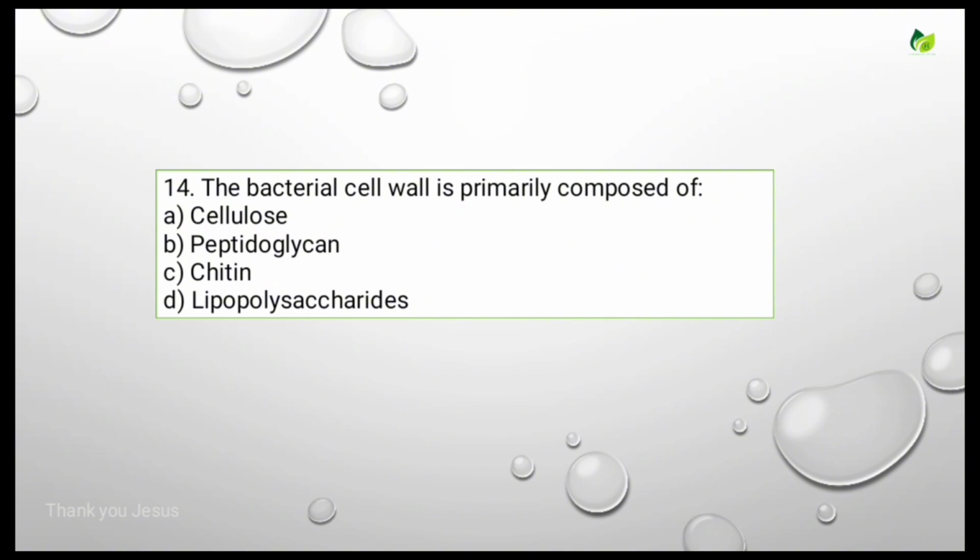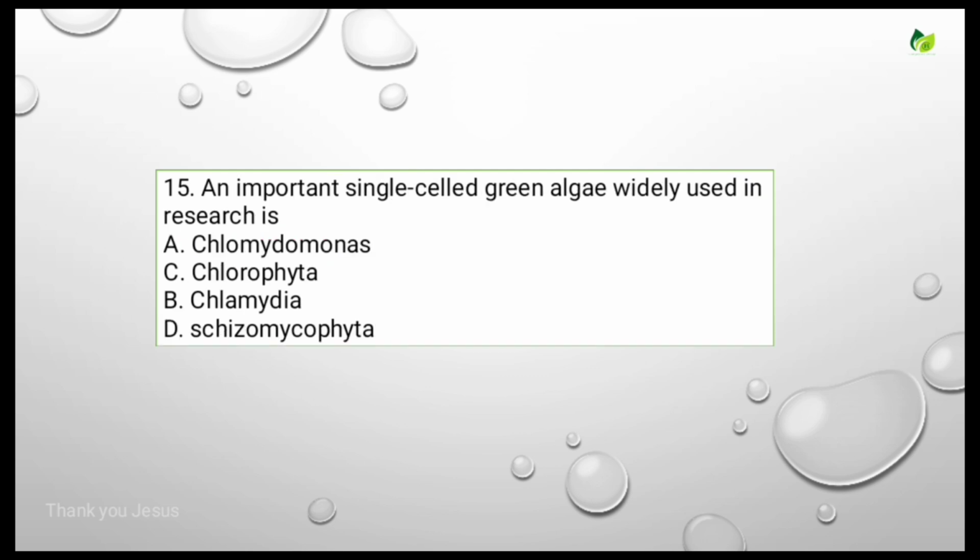The bacterial cell wall is primarily composed of. Options are cellulose, peptidoglycan, chitin, lipopolysaccharides. So it is made up of peptidoglycan. Let's see the next question.